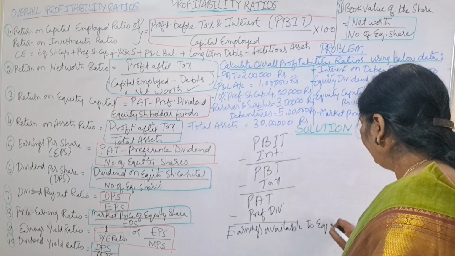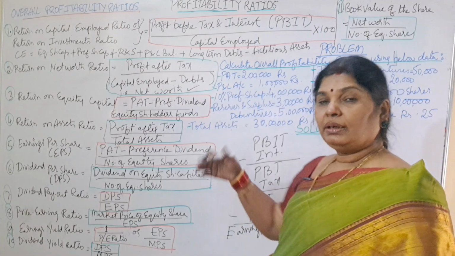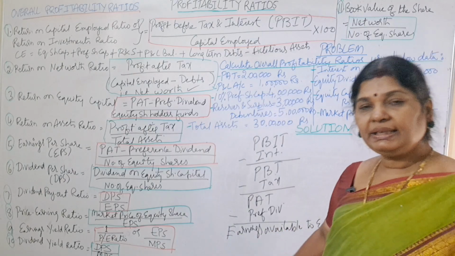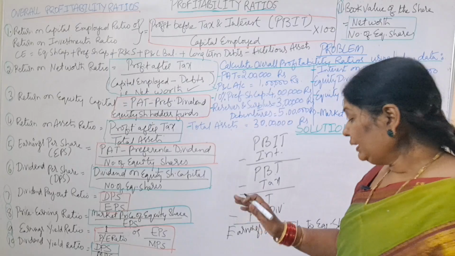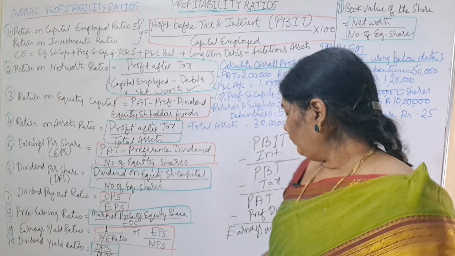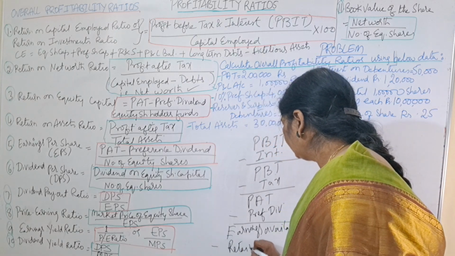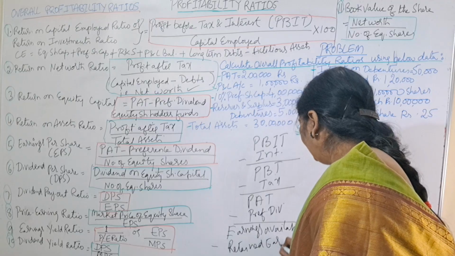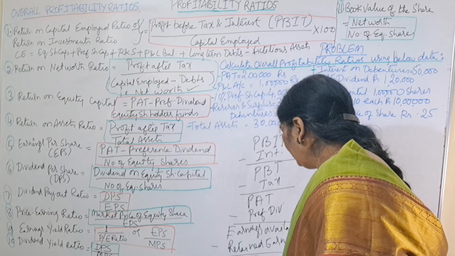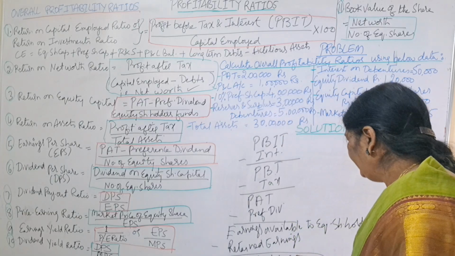Equity shareholders can get dividends only from these earnings available to equity shareholders. These are the earnings of equity shareholders. But if the company still wants to keep some amount as retained earnings, it can deduct that amount as retained earnings, and whatever is remaining, they will distribute as dividend to equity shareholders.